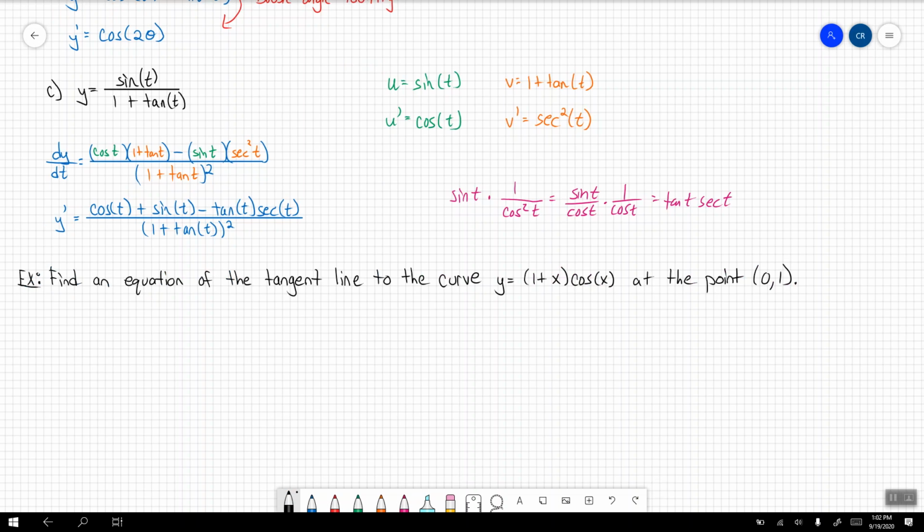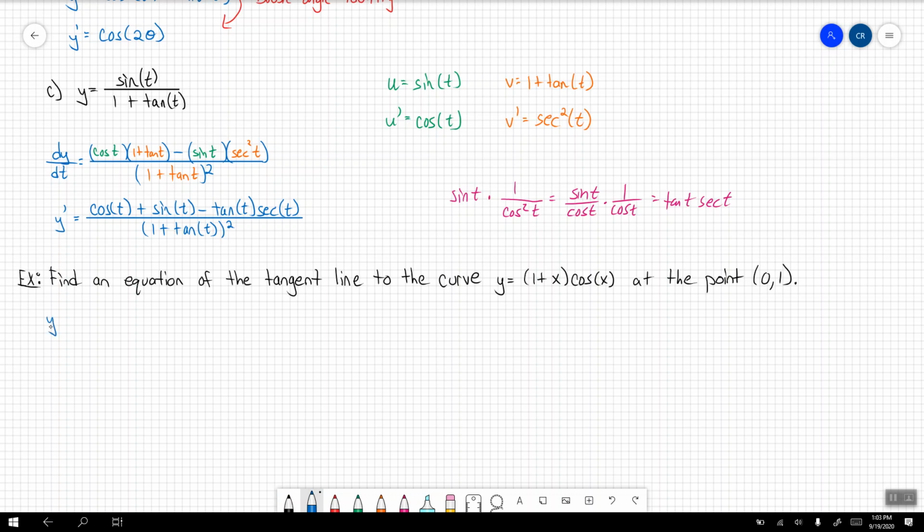Okay, so here's your question. It says find an equation of the tangent line to the curve y is equal to the quantity of 1 plus x multiplied by cosine of x at the point 0, 1. And again, what we want to do here is find the equation of the tangent line. So finding that equation is going to imply that we need a derivative, that way we can find the slope of the tangent line at the given value for x for that function. So we're going to start off by taking the derivative.